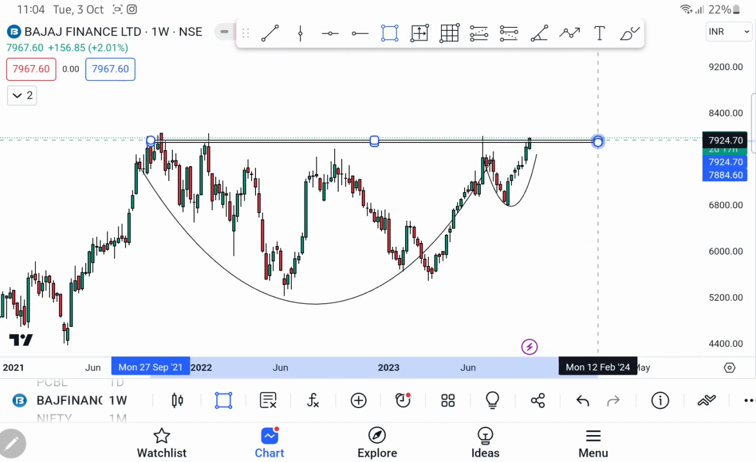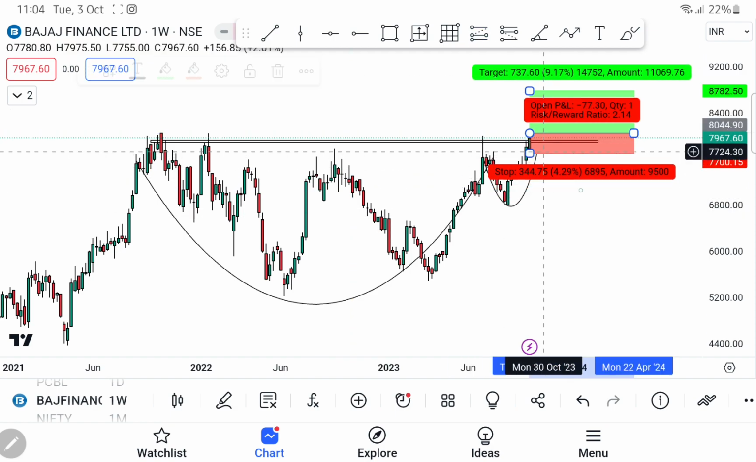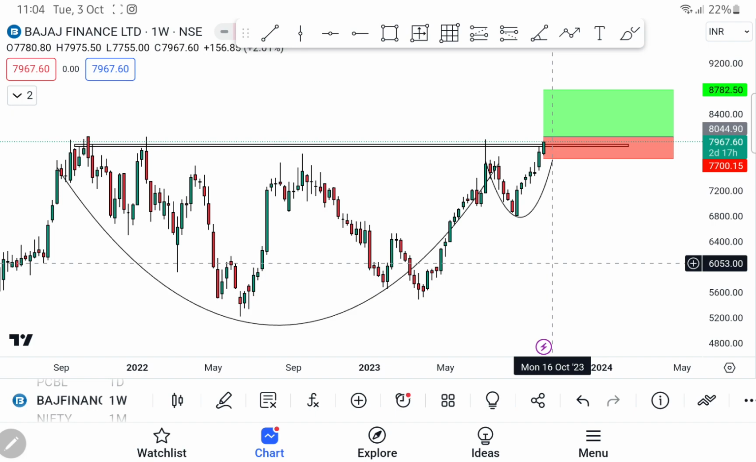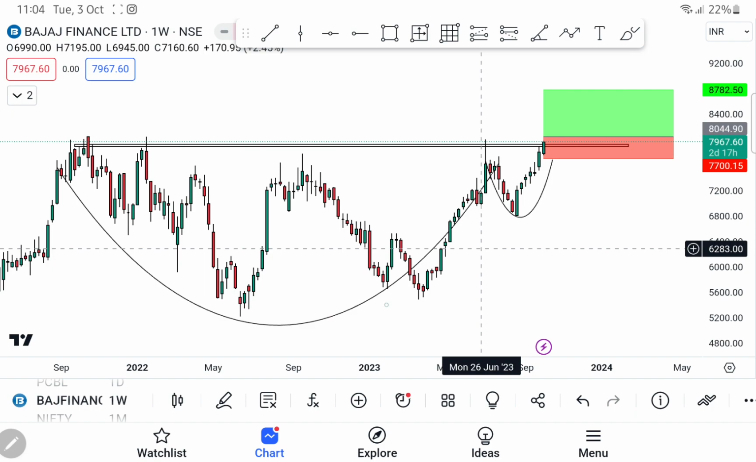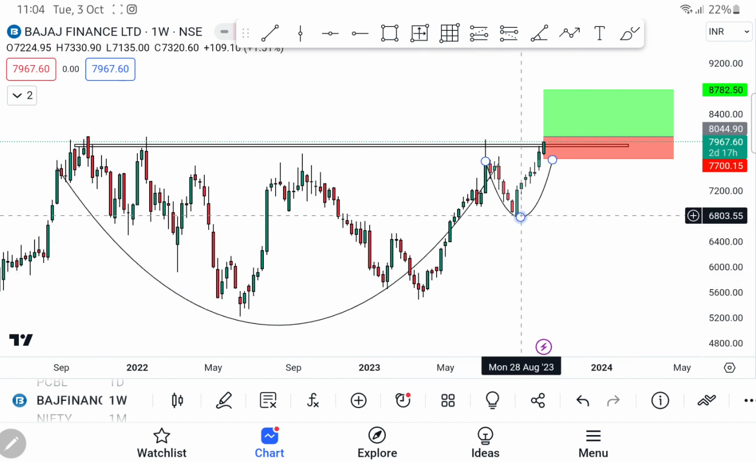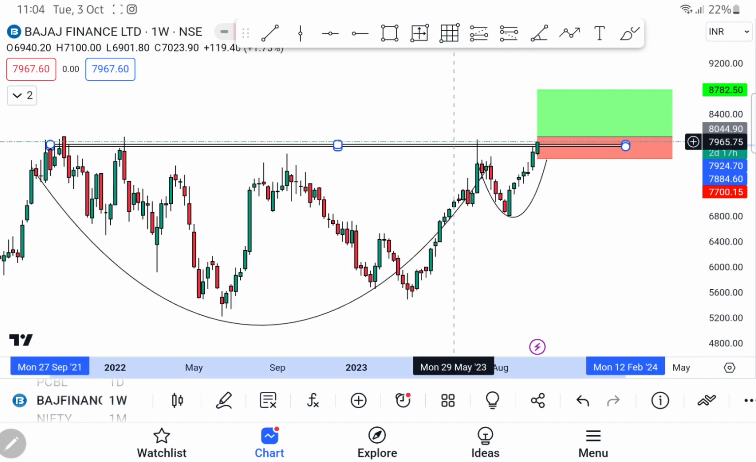So this is our resistance. Once this is broken, we enter here and keep our stop loss below this. So this is the analysis for tomorrow. A cup and handle doesn't mean it should be exact. Sometimes it does go out of bounds and then comes back, but you should be able to identify all these things, and you will definitely identify them in the future.